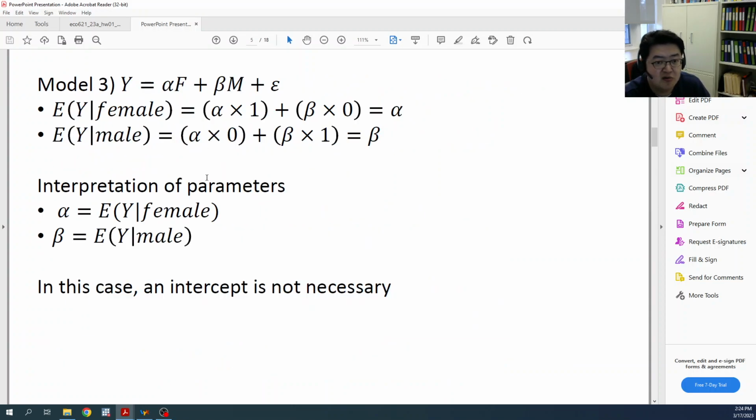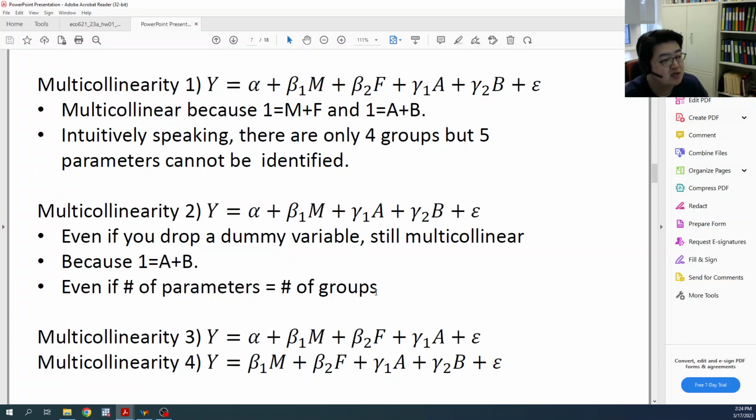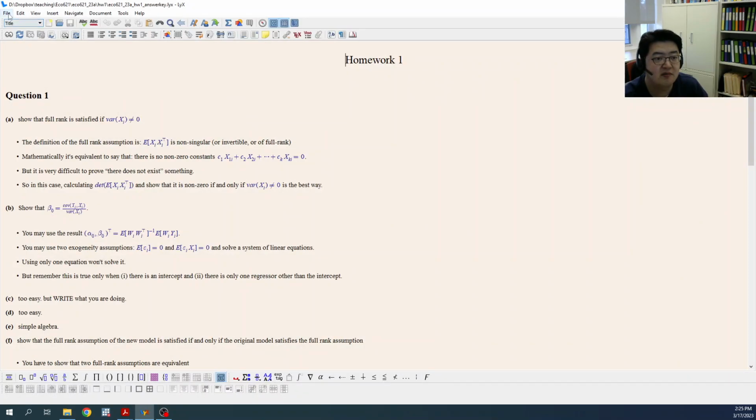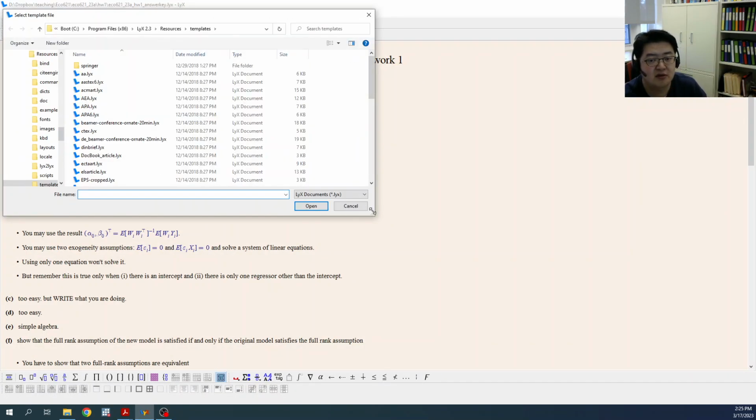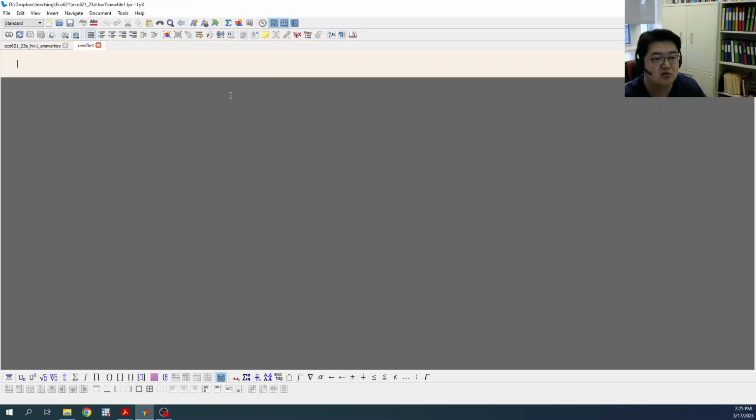Like here, if the intercept does not exist, then there is no multicollinearity between F and M. Then how can you interpret this? In this regression, the multicollinearity is M plus F equals A plus B. Without intercept, still, let me show you. So you can say the multicollinearity is coming from this equation, right?